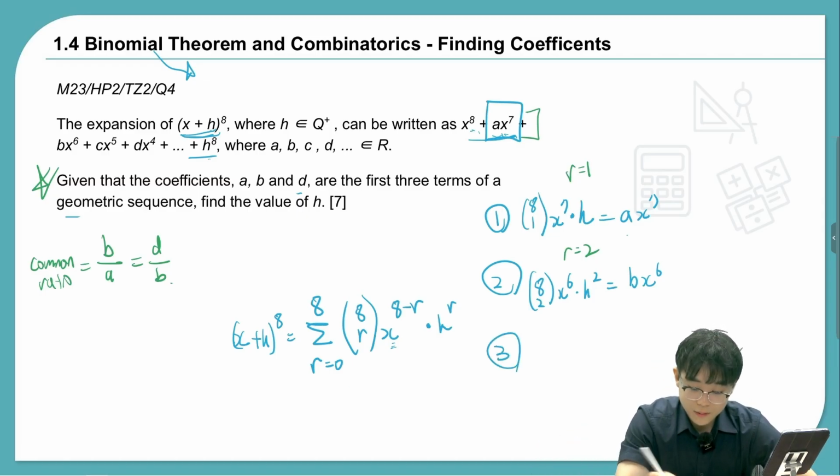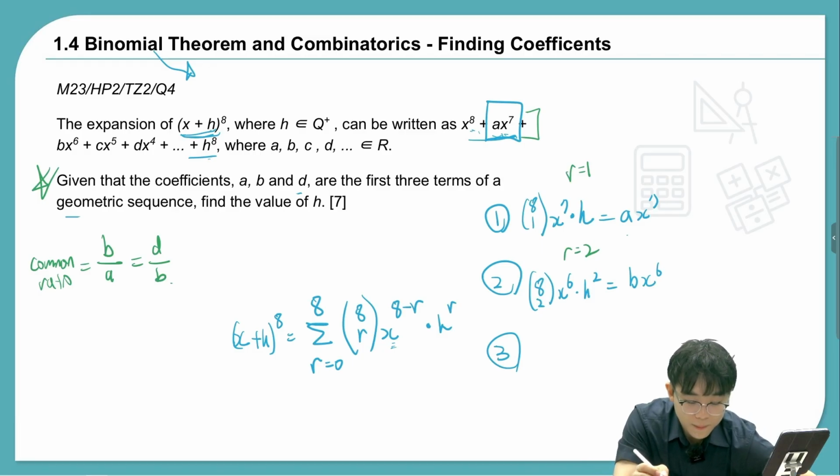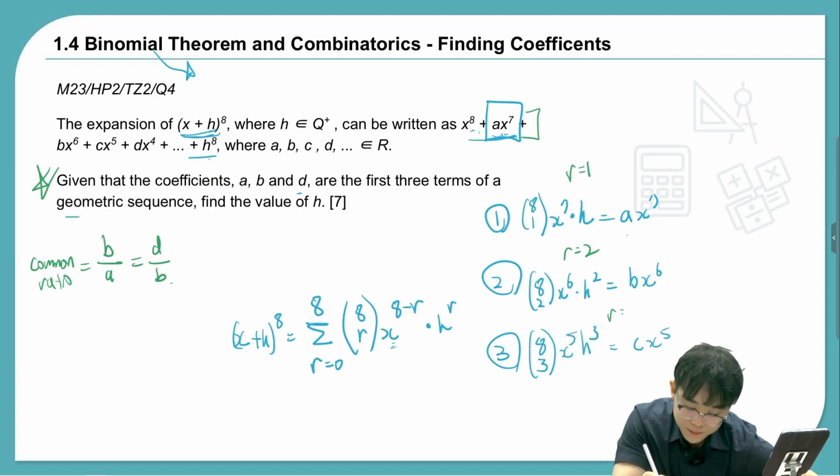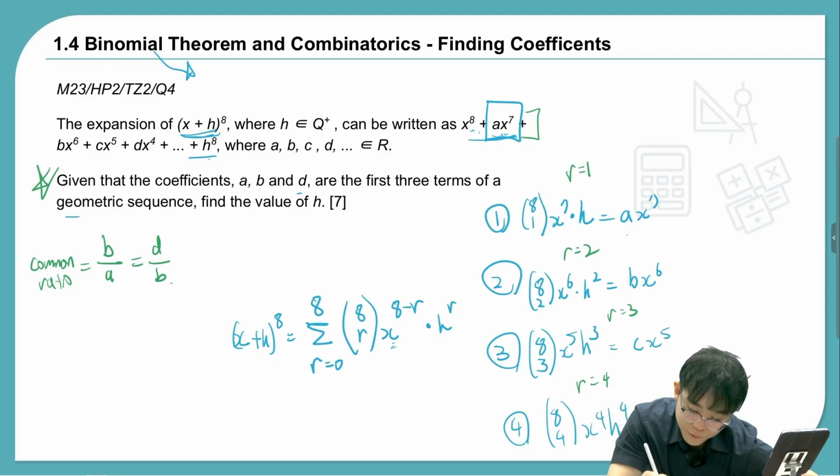The third case, we want c. So c times x to the power of 5 is going to be when r is 3. So 8 choose 3, x to the power of 5, h to the power of 3. And then lastly, we can also do when r is 4. So if r is 4, the fourth piece of info is that we have 8 choose 4, x to the power of 4, h to the power of 4, and then we get d times x to the power of 4.